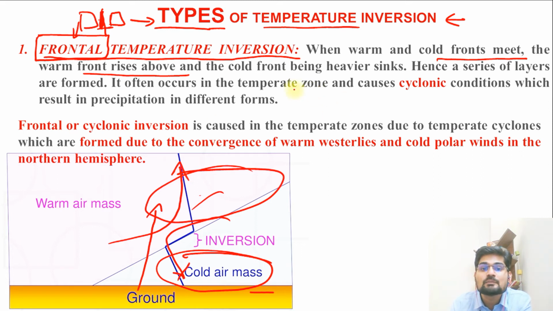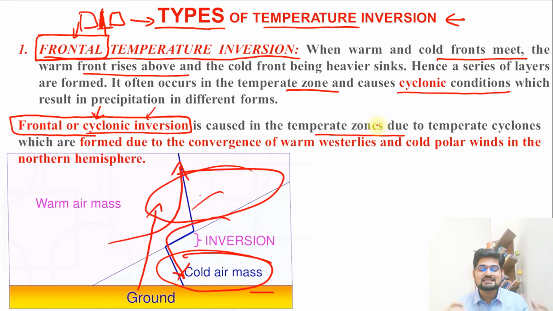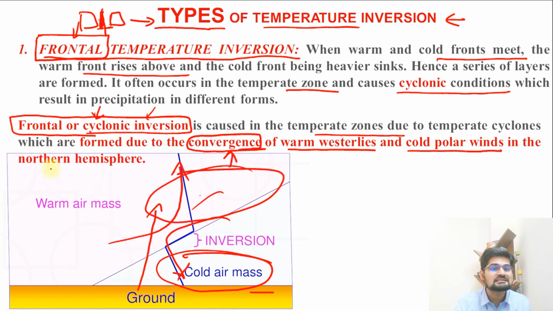It often occurs in the temperate zone, which is also called the zone of mixing. So in this zone, what happens? Cyclonic conditions are created because of this kind of situation. It is called frontal or cyclonic inversion as well because of this reason. So remember, inversion of temperature in this temperate zone is also known as cyclonic inversion, and it is caused due to this temperate zone's fluctuation and mixing of air, warm air mixing with the cold air. So it is formed due to a convergence factor. The catch here is the convergence of warm westerlies and cold polar winds in the northern hemisphere.